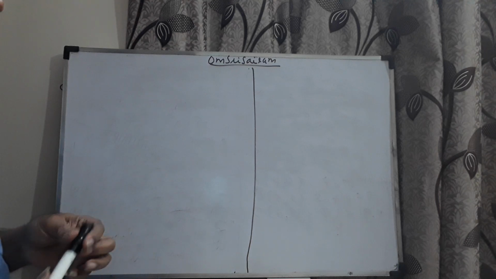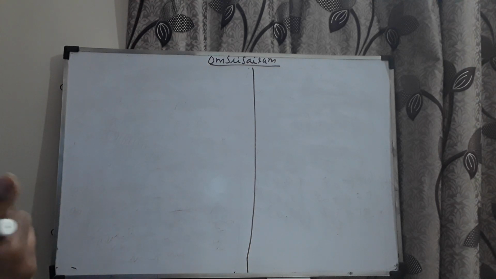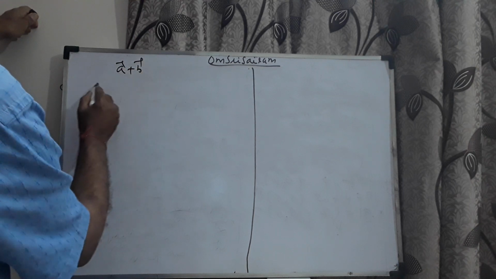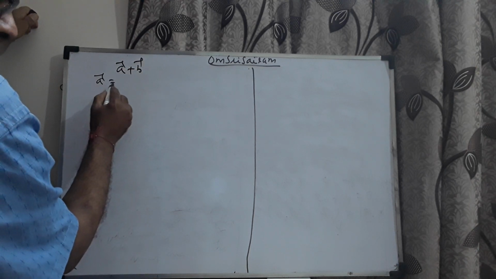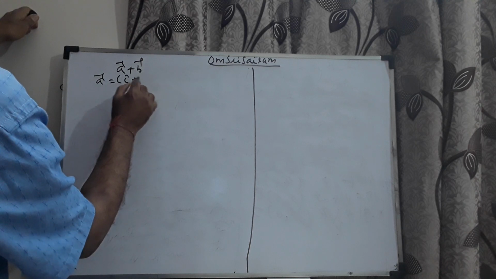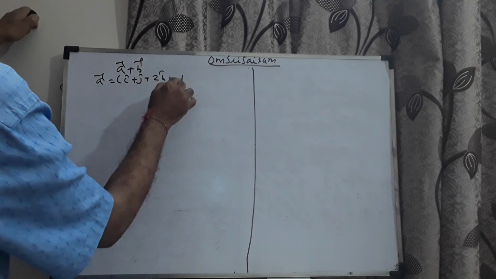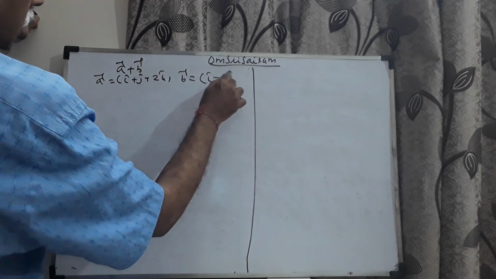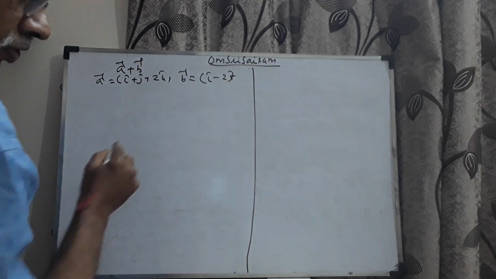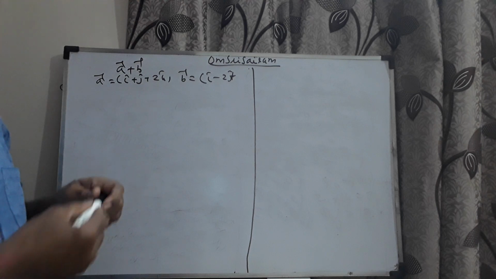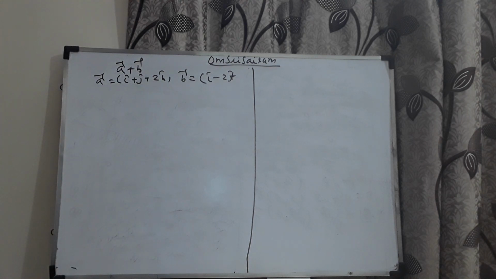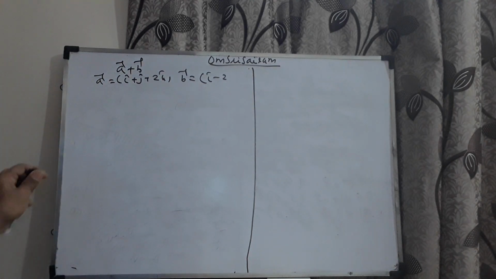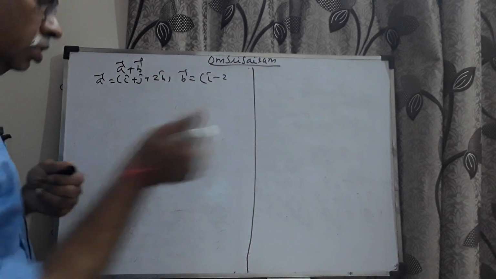Find the vector of length 15 units along the direction of A vector plus B vector, where A vector is given by i plus j plus 2k and B vector is given by i minus 2j minus k. Sorry, minus k. I'll write minus here. i minus 2j minus k.